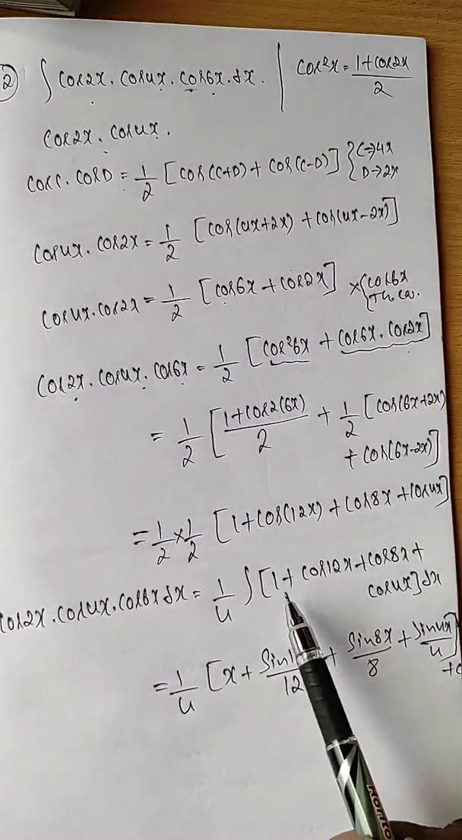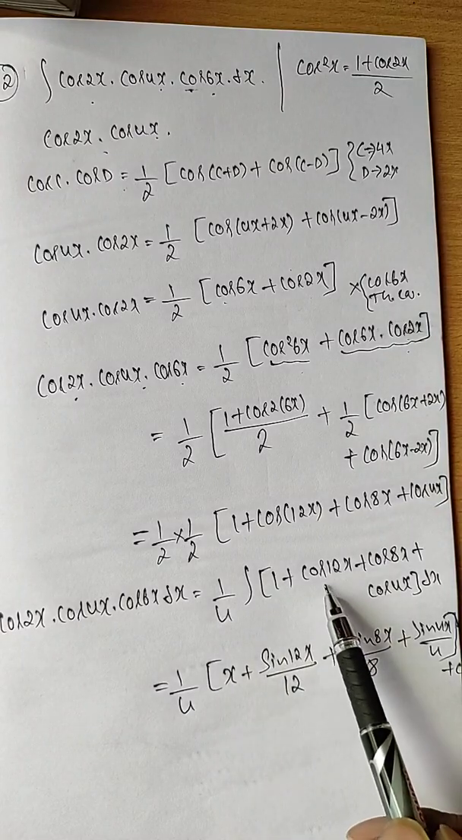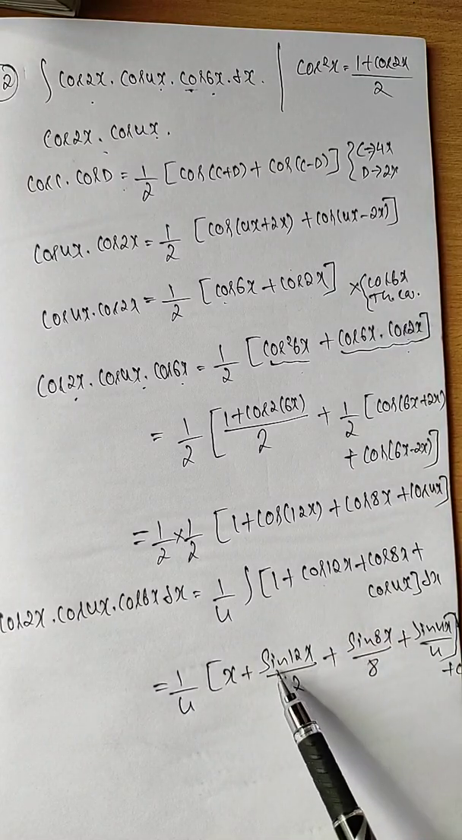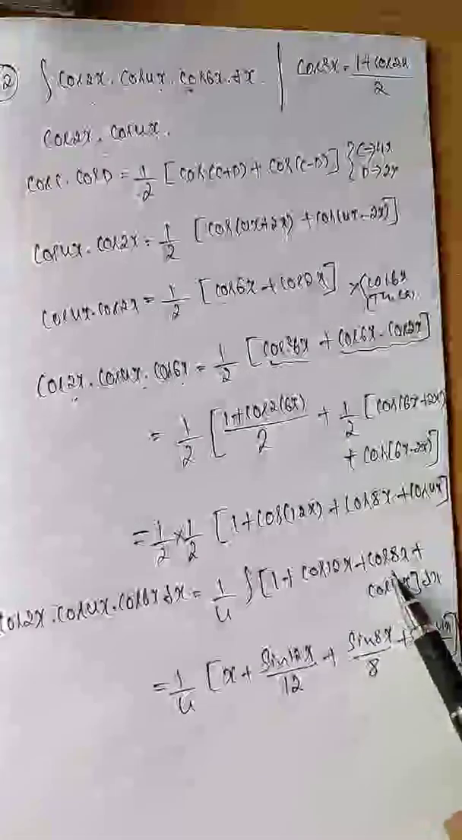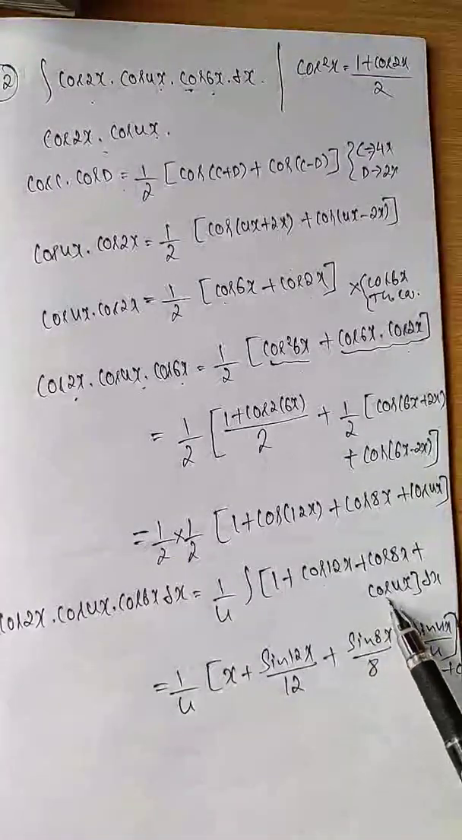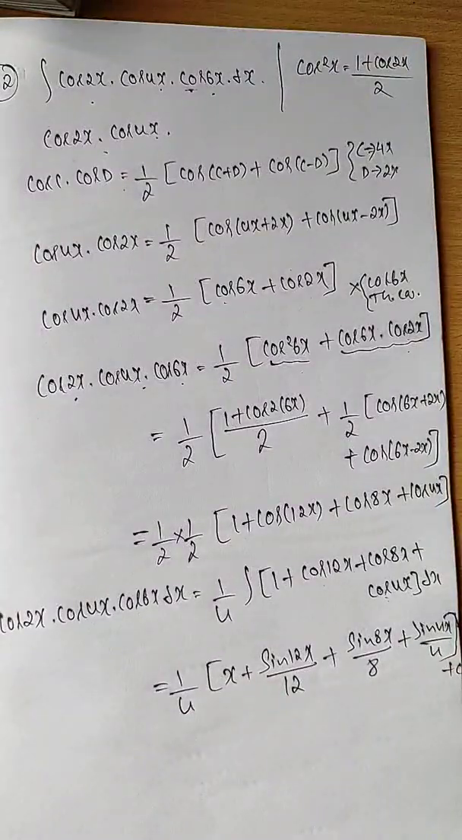In the integration, the integration of 1 is x. The integration of cos 12x is sin 12x by 12. The x coefficient is 12; write the x coefficient in the denominator. Integration of cos 8x is sin 8x by 8. The integration of cos 4x is sin 4x by 4, plus c. Is it clear? Is it okay?